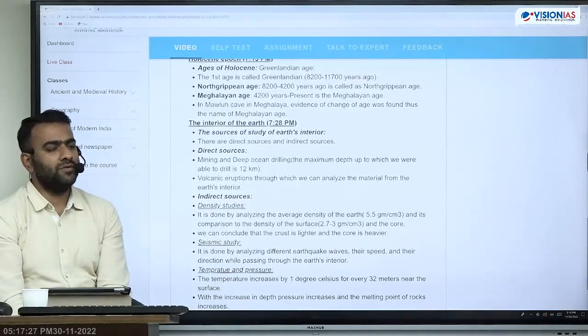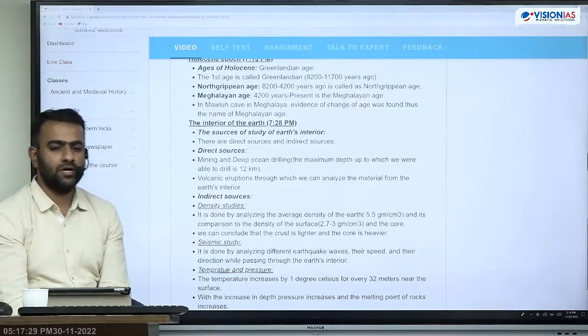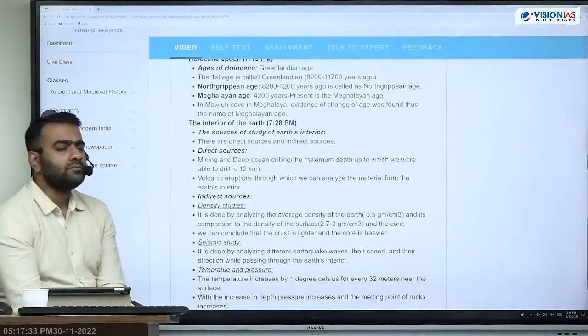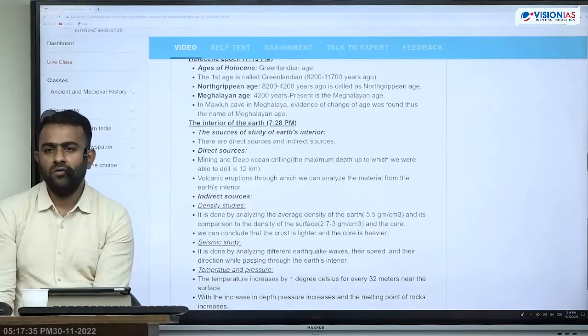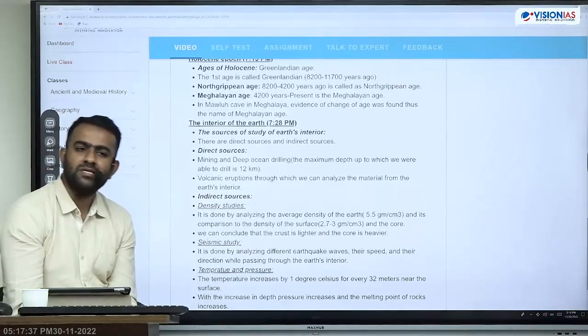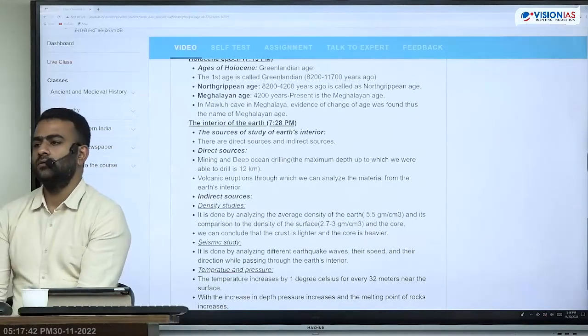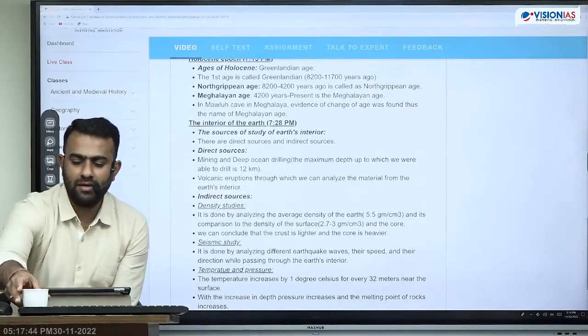Because it is not from inside the earth. Meteoroids are not from inside the earth, that's why it is an indirect source. So it is classified based on whether we are able to get the material from inside the earth or not. Fine? Any other doubts?